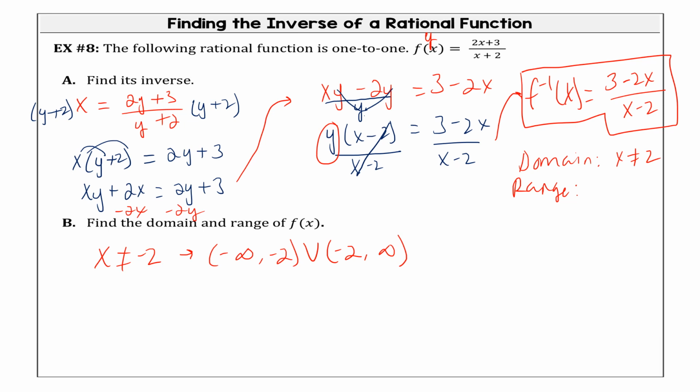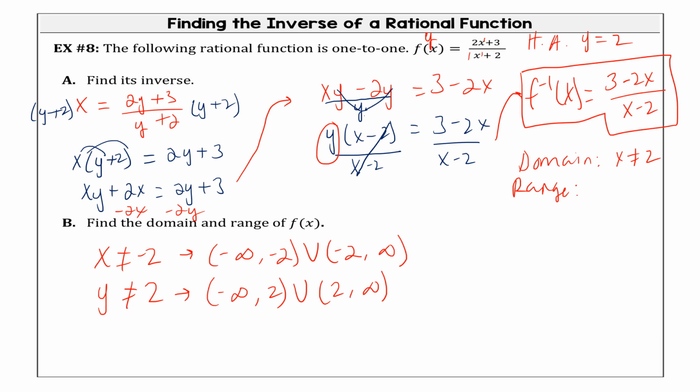Okay, your range depends on your leading coefficients and the degree of your numerator and denominator. Because the degree of our numerator and the degree of our denominator are the same, our range depends on its leading coefficients. And our leading coefficients are 2 and 1. So we know that there's a horizontal asymptote at y equals 2. So we know y cannot equal 2. So therefore our range is from negative infinity to 2 union 2 to infinity.